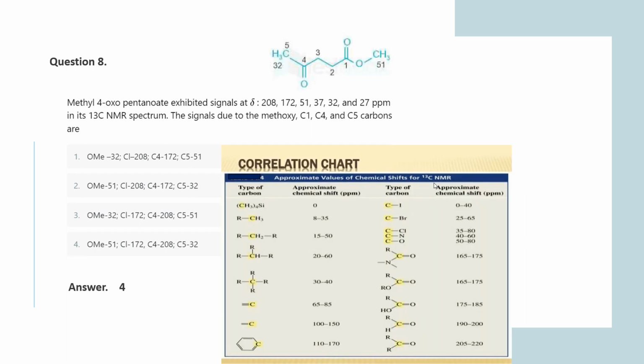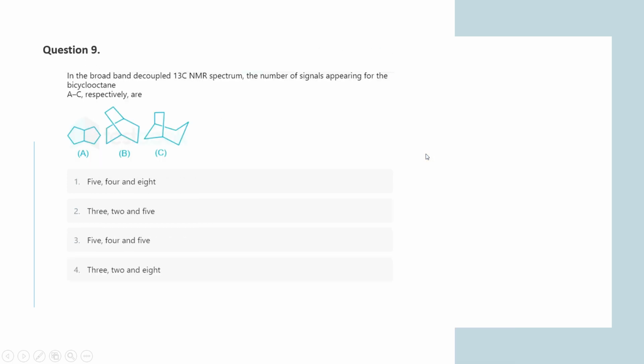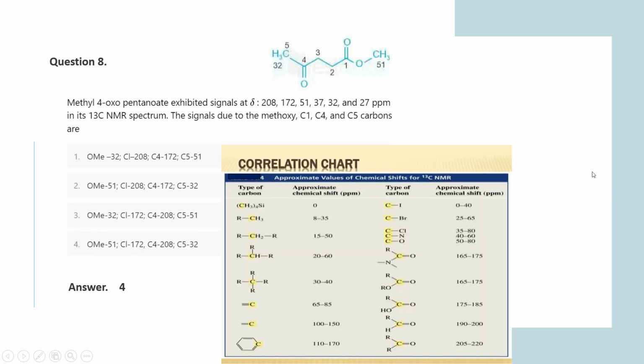For that you will have to memorize the approximate chemical shift values of different types of carbon atoms. The chemical shift values mainly depend on the electronic environment and electron charge density around the carbon atom present in the molecule, and depending on the electronic environment, different types of signals are observed in the 13C spectrum.